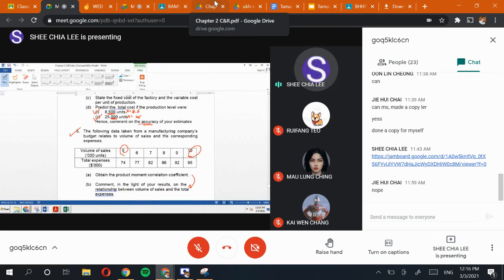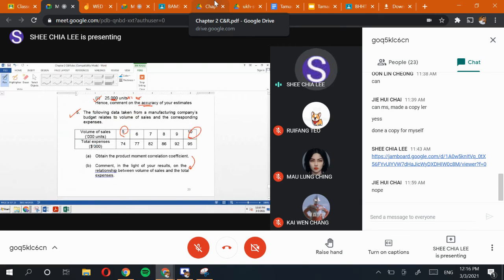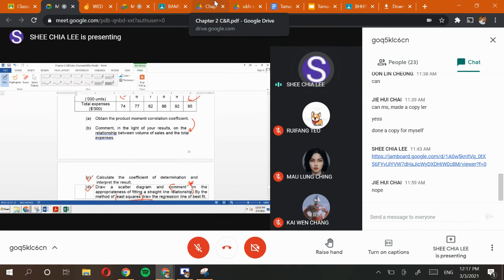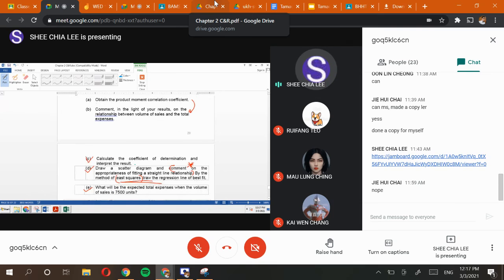Okay, question 5. This one, volume of sales and total expenses, so X and Y. Obtain the product moment and interpret. Part B, comment in the light of your result on the relationship between volume of sales and the total expenses. This one is about interpretation of your part A. So do the product moment, then interpret. Then after that, calculate the coefficient of determination and interpret. You see determination, you know it's talking about R squared.